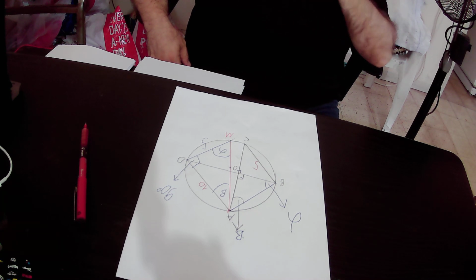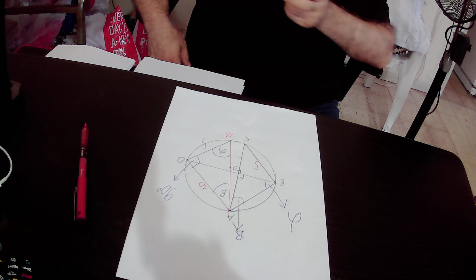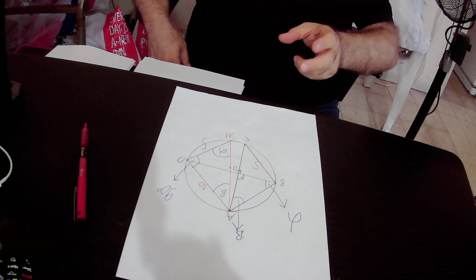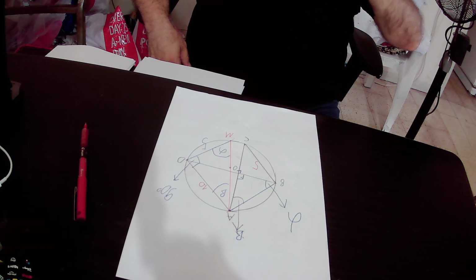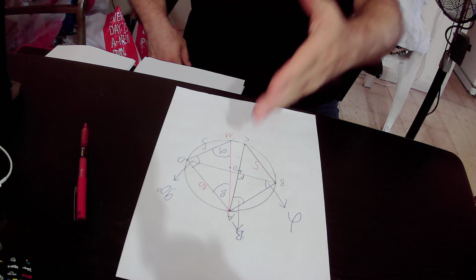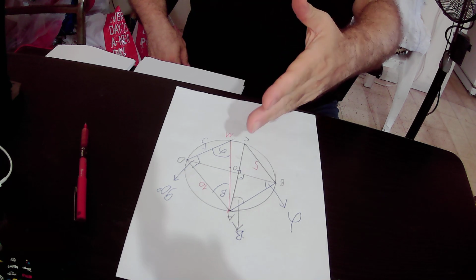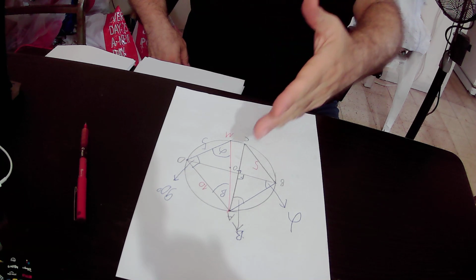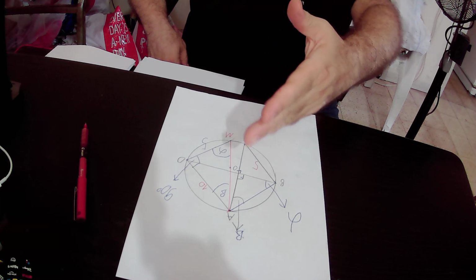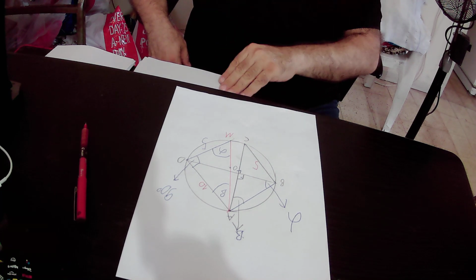So any chord in the circle that passes through the center of the circle is defined as the diameter of the circle, and especially chord AM, which passes through the center of the circle, is defined as the diameter of this circle. So chord AM is the diameter of this circle.